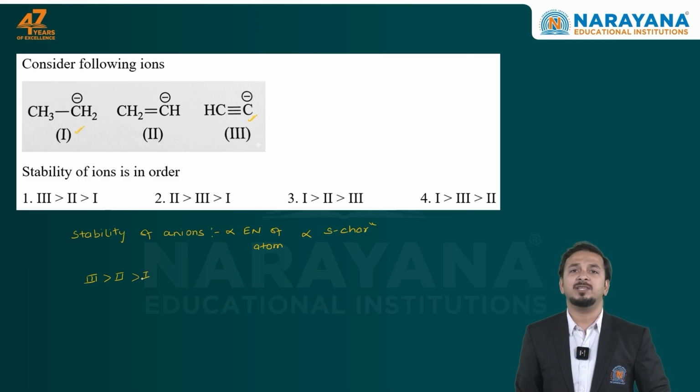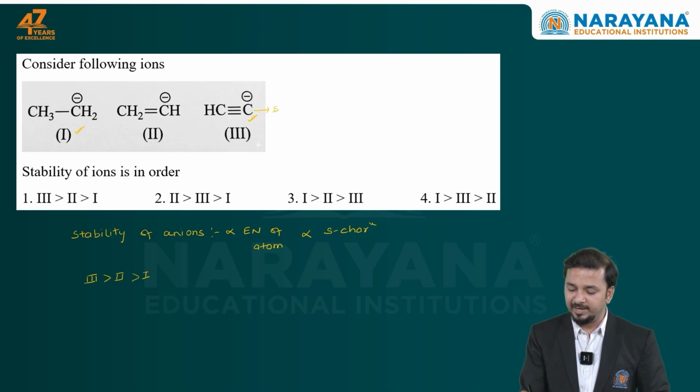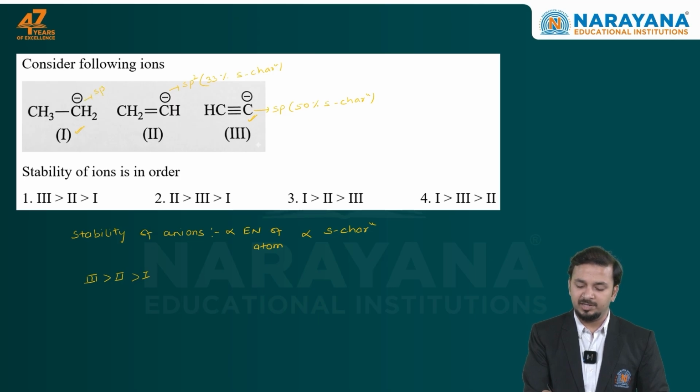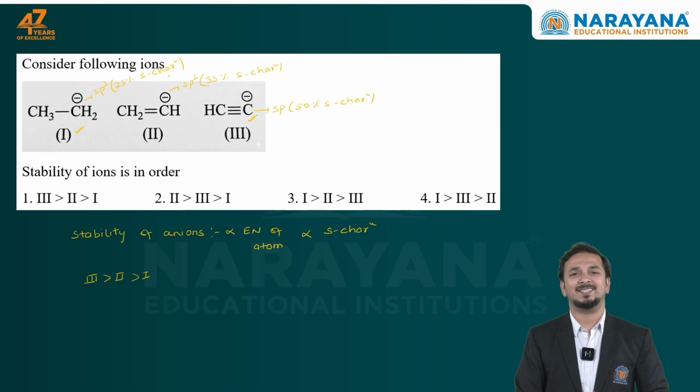Now how can we check the S character? So we can say this carbon is having sp hybridization, which means 50% S character. This carbon is sp2 hybridized, which means it is having 33% S character, and this carbon is sp3 hybridized, which means 25% S character. So this question I will rate as an easy question because this is directly based on the stability of anion, which ultimately is proportional to electronegativity of the atom or the S character.